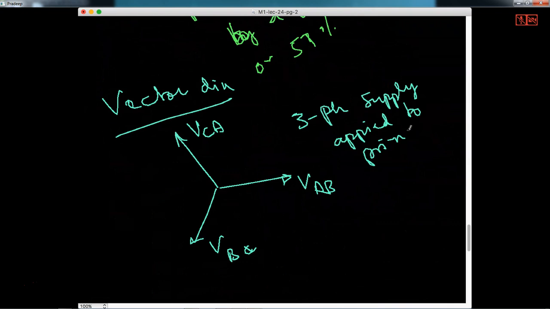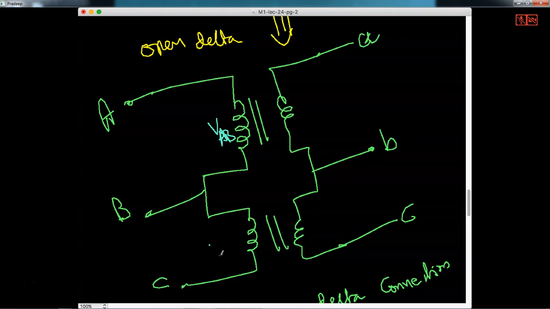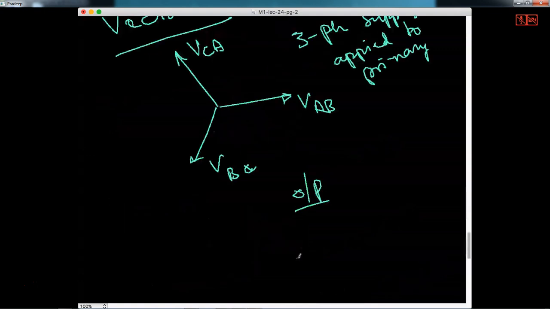Now corresponding to VAB, see what is the secondary induced EMF? See, this is VAB, capital A, capital B, and this is VBC. Then correspondingly small ab will come here and small bc will come here. So what will be the output? Output will be small ab will come here and small bc will come here.